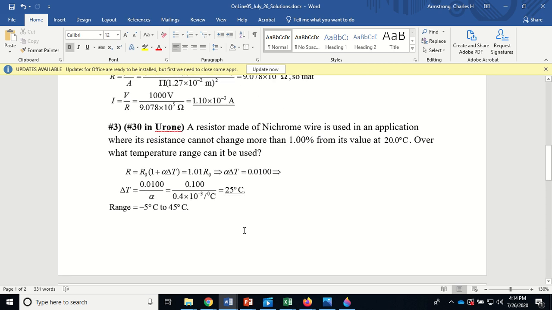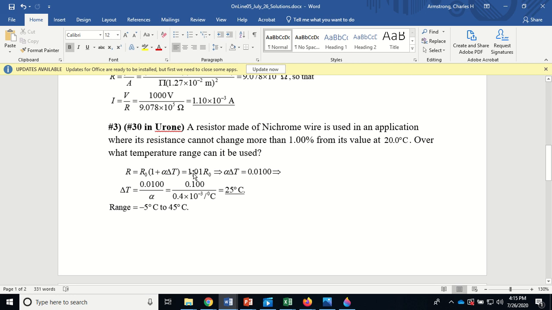Okay, a resistor made of nichrome wire is used in an application where its resistance cannot change more than 1% from its value at 20 degrees Celsius. Over what temperature range can it be used? Alright, so we start off with this equation here: R equals R0 plus or minus alpha delta T. You can think of it as plus or minus in this case. We can't let it go up or down more than 1%. So as a result, R equals R0, but it can't change by more than 1%, going up by 1% or down by 1%.